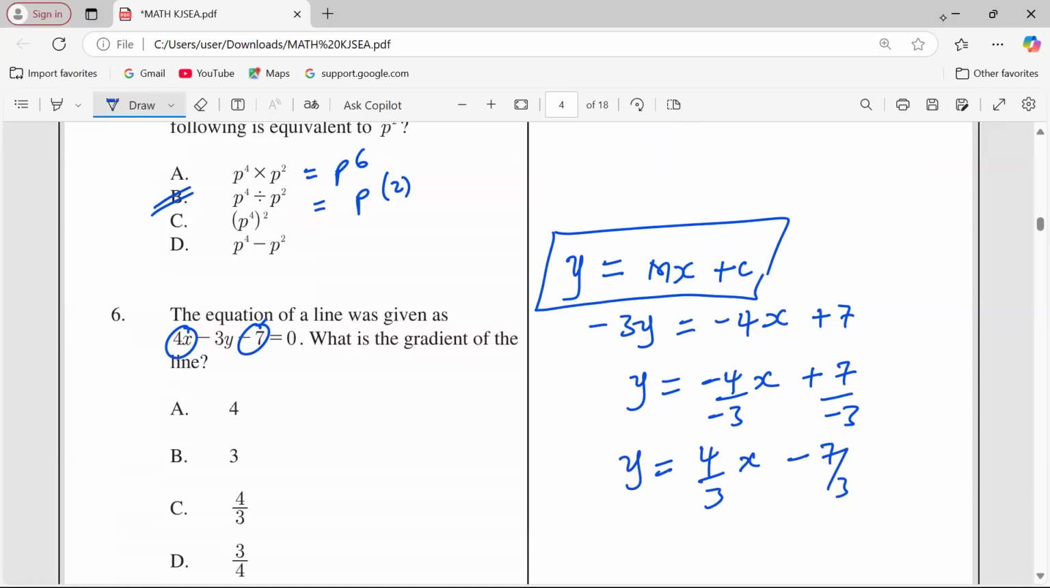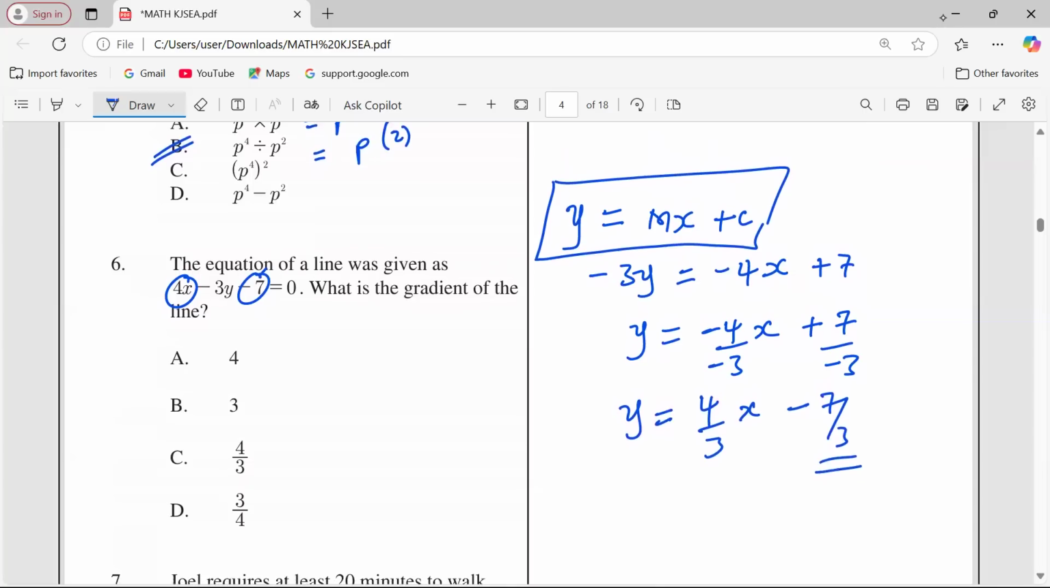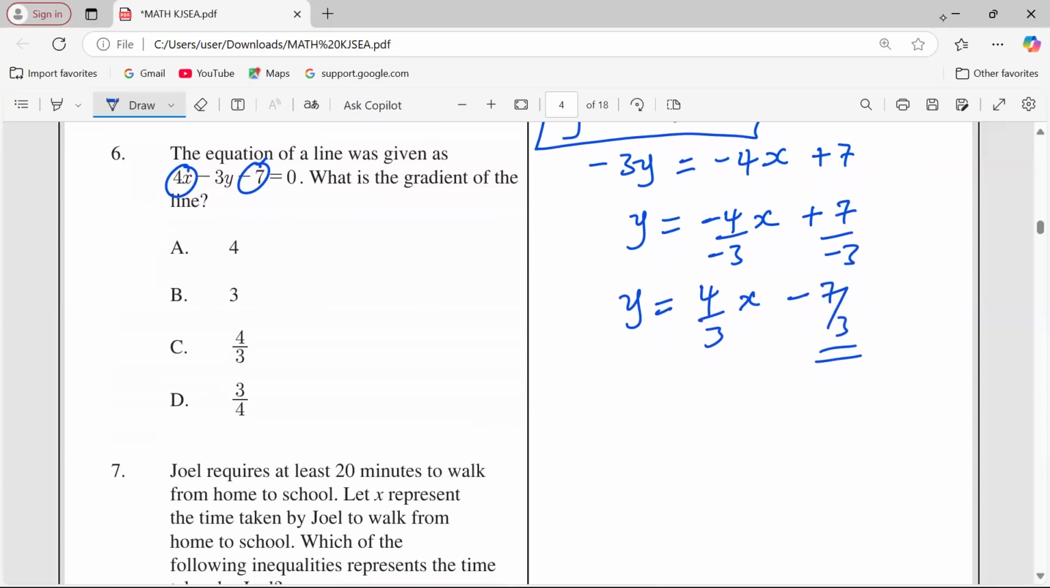When the equation is in this format, the constant part gives us the y-intercept, and the coefficient of x gives us the gradient. So the gradient of this line is 4 out of 3, or 1 1/3. But because the answers have been provided as an improper fraction, then we stick to choice B.